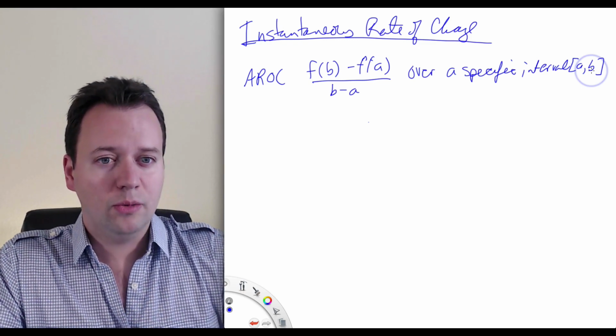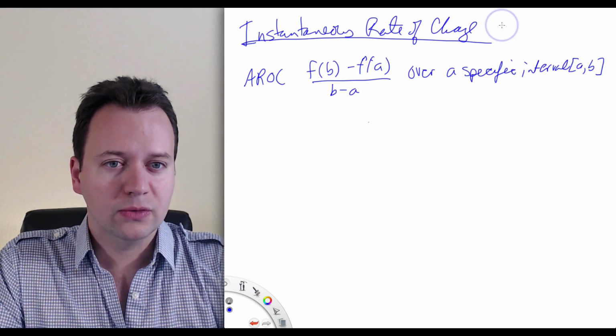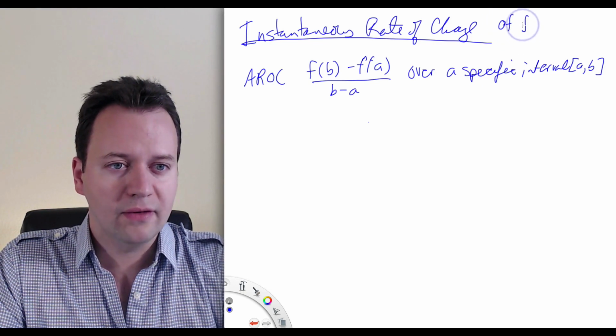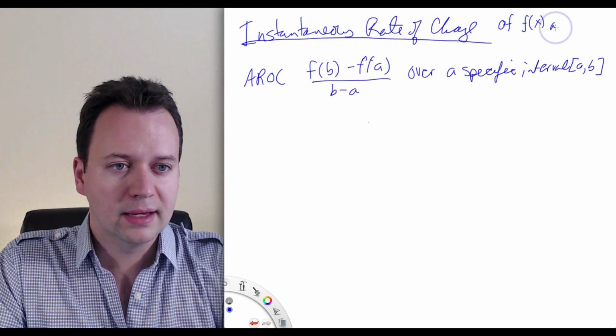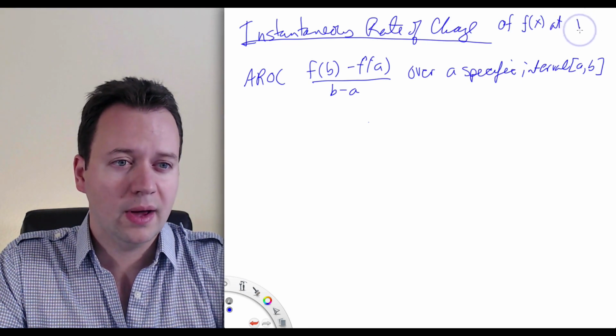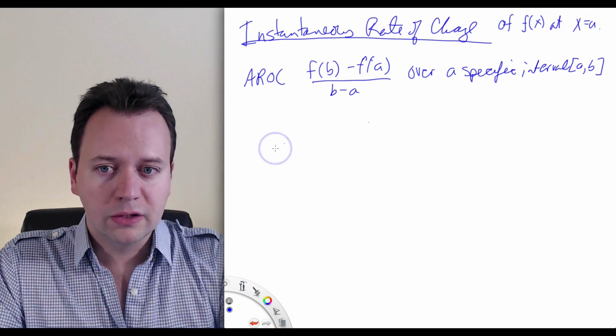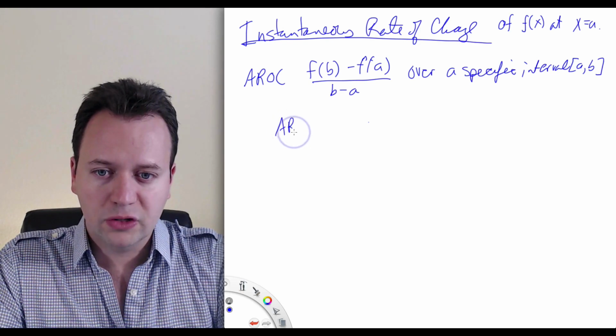Now the instantaneous rate of change is a little bit different. It's at a single point. So it will be the instantaneous rate of change of a function f, so let's say of f of x, at one particular point, so at x is equal to a. So the analogy would be as follows: average rate of change.